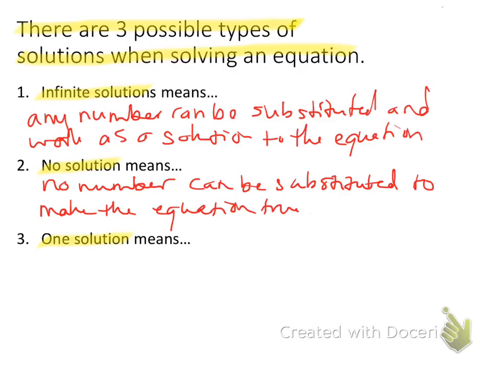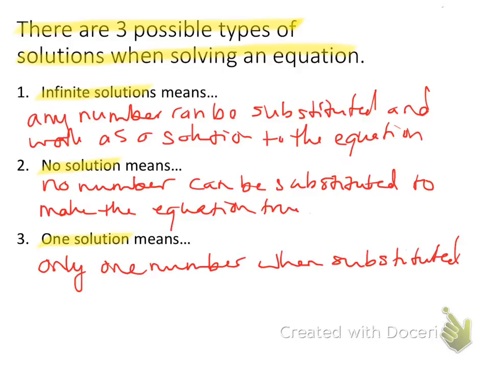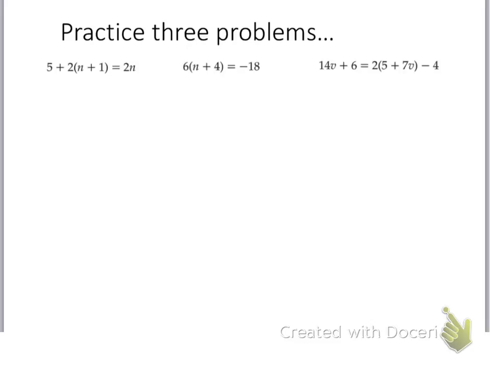All right, let's look at the last option, one solution. One solution means only one number, when substituted, makes the equation true. Okay, so let's look at 3 examples of these 3 solutions. So we're going to have to figure out which is which type of solution. We've got 3 examples, we've got 1 of each. So let's just start with the first equation.